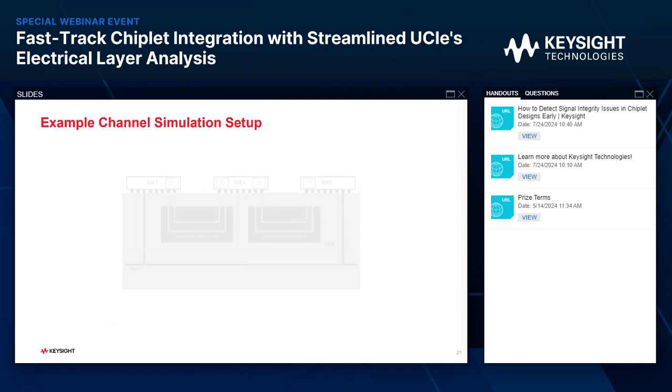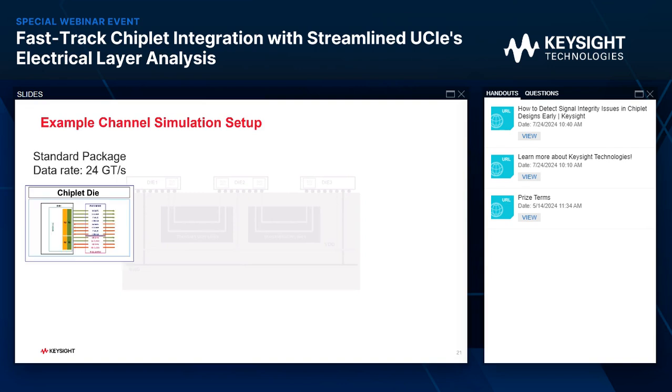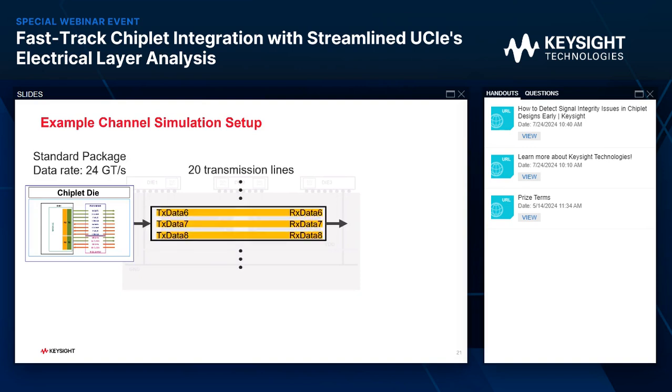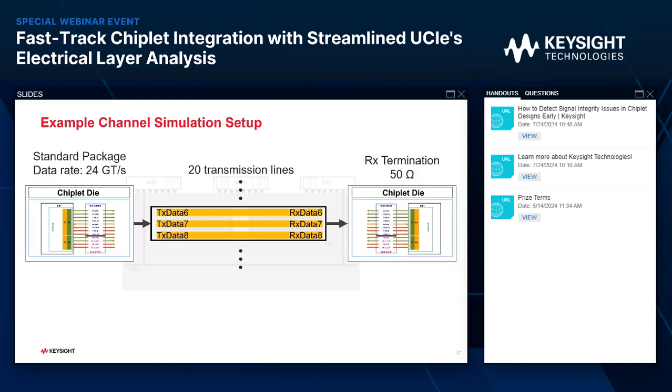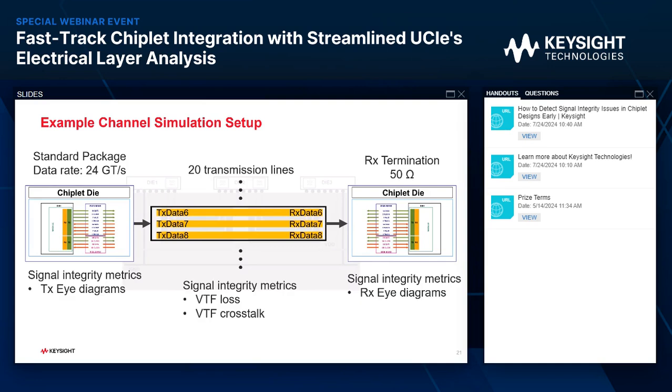Here is a summary of the simulation setup. In the middle is our channel. On the left, we will have the 24 gigatransfer per second in standard package going through 20 transmission lines and receiver terminated at 50 ohms. Then most of the time today, we will focus on traces 6, 7, and 8. And we'll look at all these signal integrity metrics like eye diagrams, VTF, loss, crosstalk, and what is VTF? We will talk about it later. It's voltage transfer function, very special to UCIe.